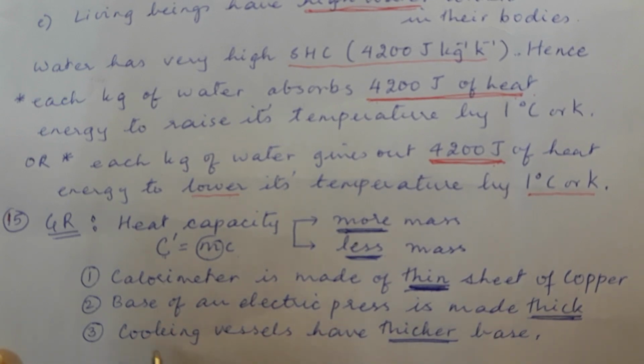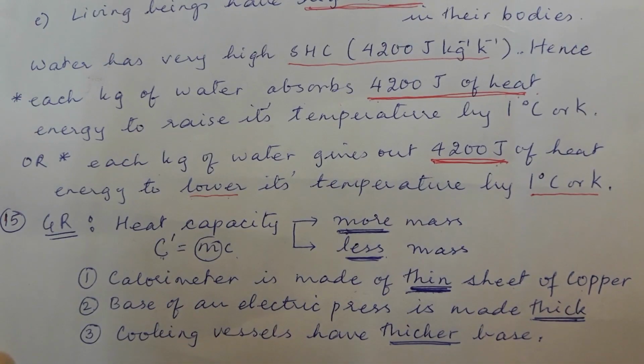Number 3, cooking vessels have thicker base. Again we say thicker base means what? Has more mass, and therefore it will provide a lot of heat without much rise in its temperature.